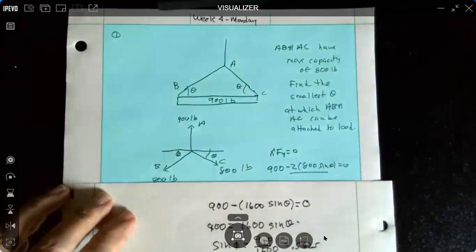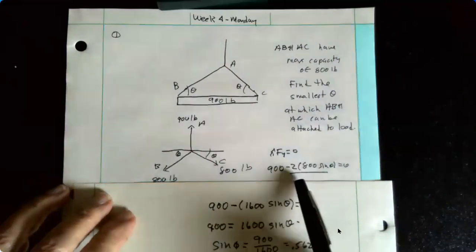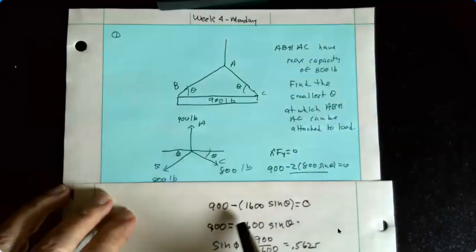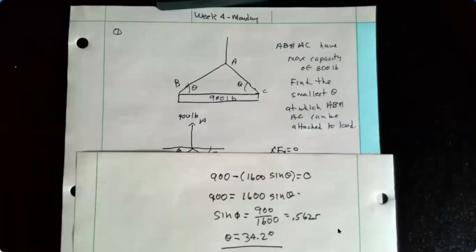And so what we have then is 900 minus, taking this, 2 times 800 is 1,600. So 900 minus 1,600 sine theta equals 0. I'll rewrite this. 900 is equal to 1,600 times sine theta. Sine theta then is equal to 900 divided by 1,600, 0.5625. Theta then is equal to 34.2. So theta is equal to 34.2 degrees.